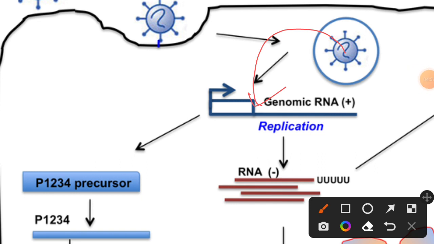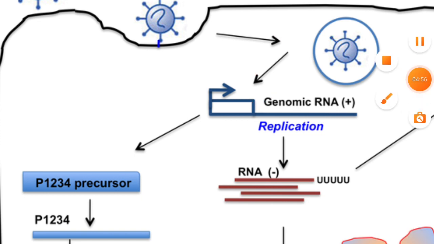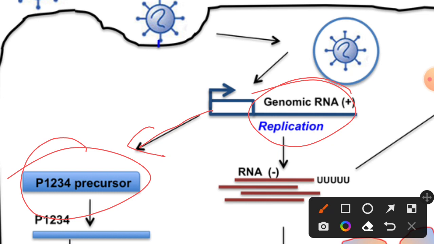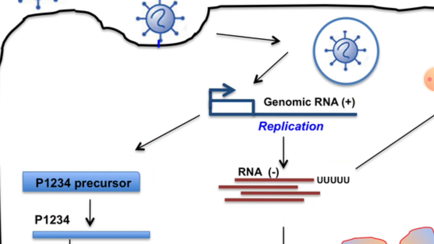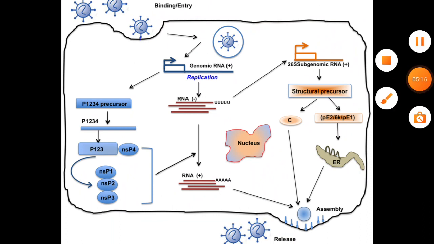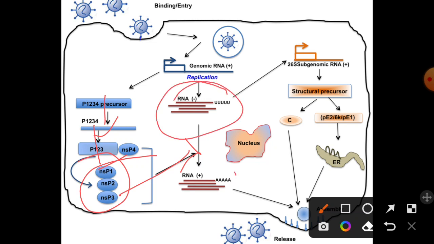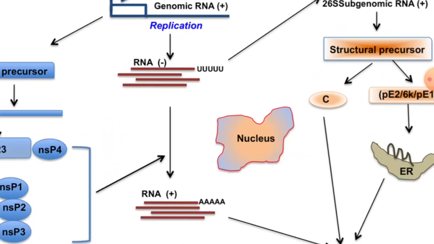There are two things that this positive sense genome has to complete. One is that it will produce the P1234 precursor, and another is synthesis of a negative sense RNA genome containing poly U repeats. Now this P1234 precursor will further undergo various steps and ultimately lead to a product that will help the Chikungunya virus to synthesize positive sense RNA from the negative strand RNA. As you can see.